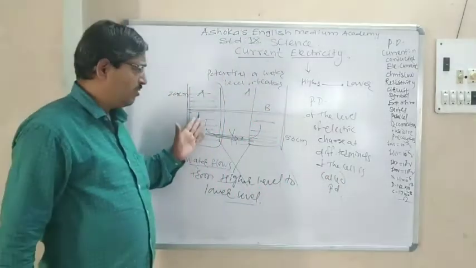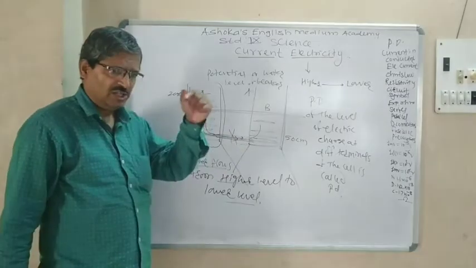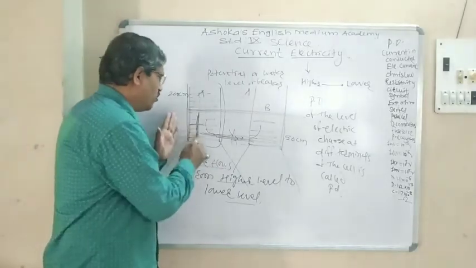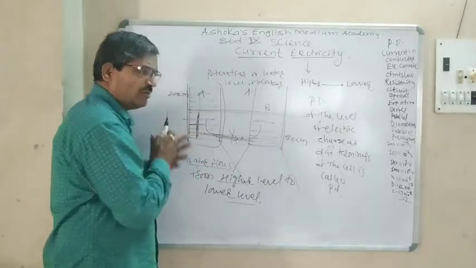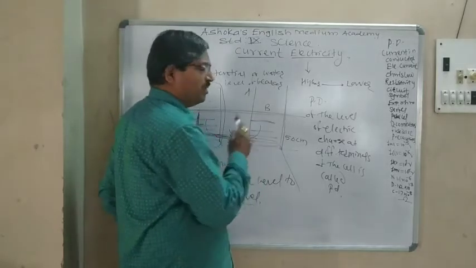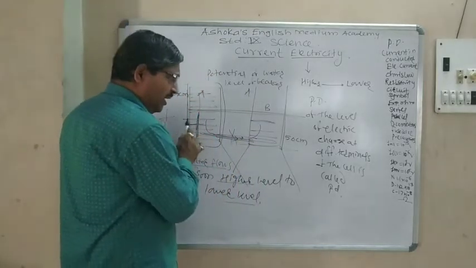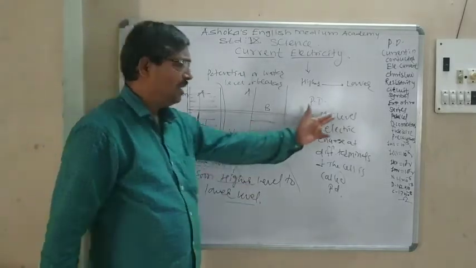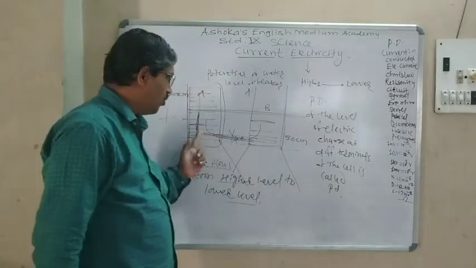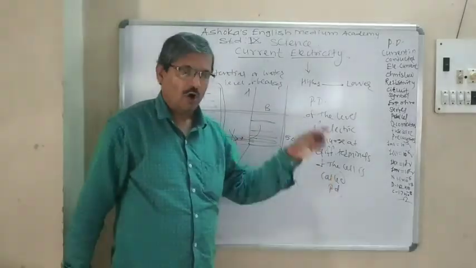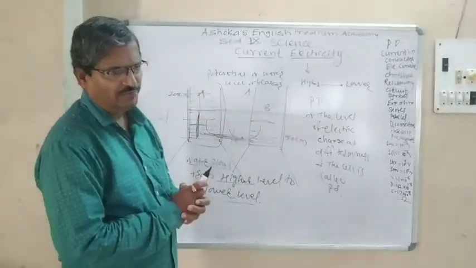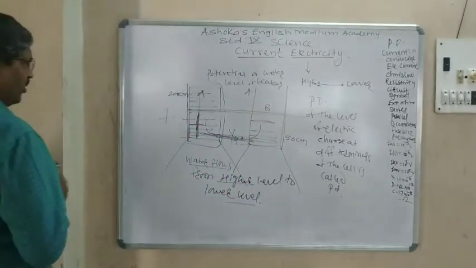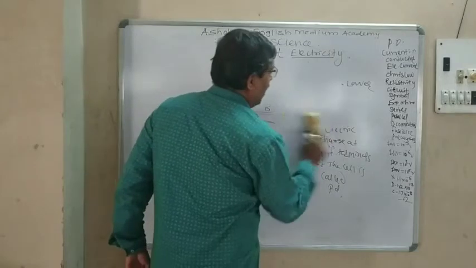What I told here: there was a difference in the level of the water in two beakers. Instead of the beakers, this is the positive terminal of the cell, and this is the negative terminal of the cell. Then the difference between the level of electric charge at both the terminals of the battery or of the cell is called potential difference. Do you understand the concept of potential difference? If you have understood it, then we will see how current flows.